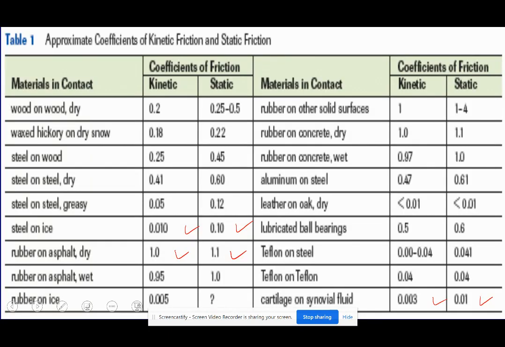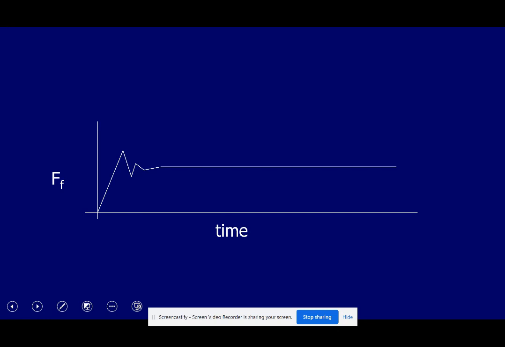You can come back to this if you need any of these mu's, but I don't think we really need them. It's a list from an old physics textbook, and it just lists a whole bunch of coefficients of friction, both static and kinetic. I'm not going to worry about this slide right now, so don't even write this one down.